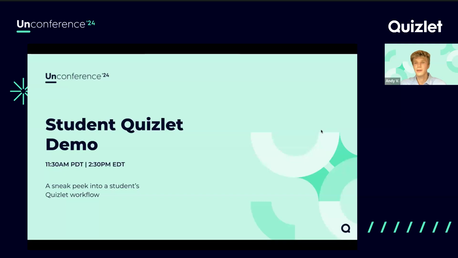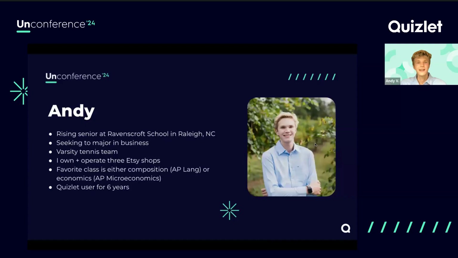But before we jump in, I want to introduce myself. My name is Andy, and I'm about to go into senior year in high school at Ravenscroft, which is an independent school in Raleigh, North Carolina. To give you a little background about me and my interests, I'm looking to major in business, specifically in management consulting. I've played tennis since I was 4 years old, and I've been on the varsity tennis team since 8th grade. I also play pickleball and golf in my free time. I picked up pickleball a few years ago. It's a lot of fun.